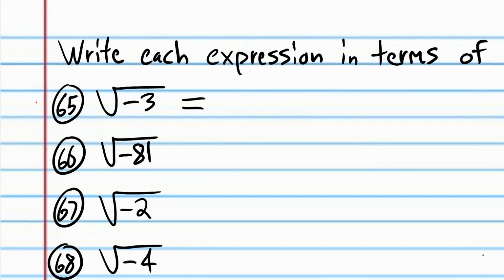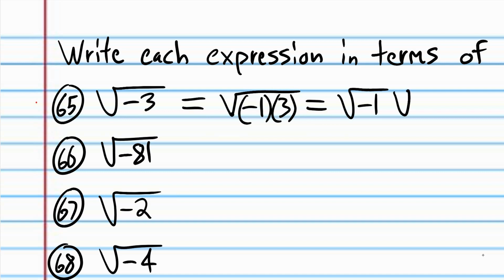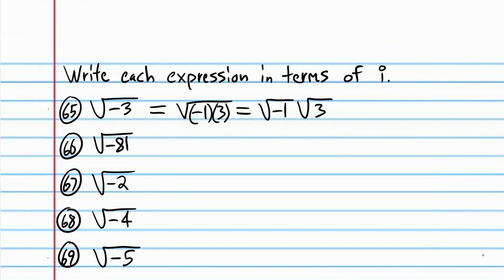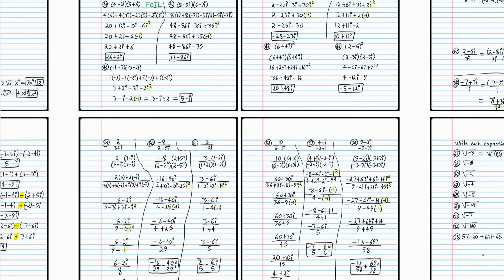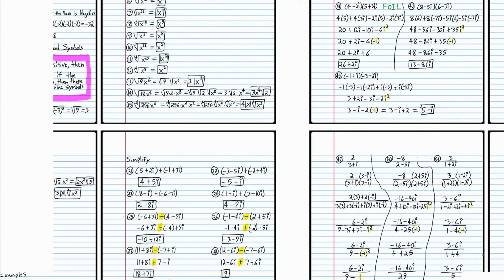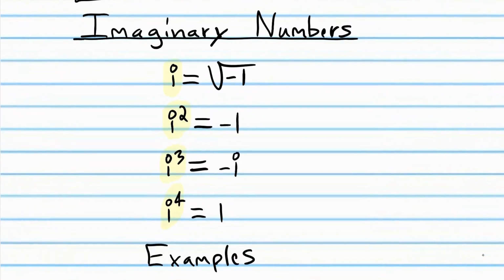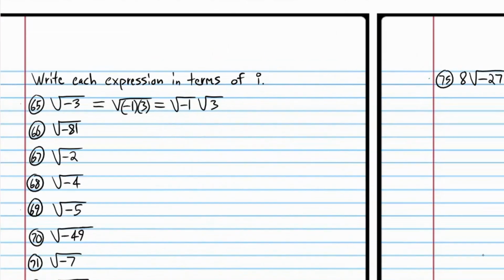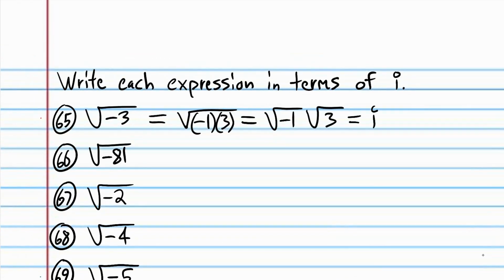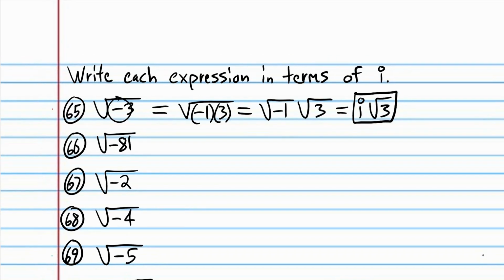So what we're going to do is factor that expression to -1 times 3, and then break it up into two parts, root -1 times root 3. And remember, root -1 is defined to be i. See, we define that over here. i is root -1. We can just say that root -1 is i, and there you go. So long story short, if you have a -1 in a square root symbol, the -1 just comes out as an i.